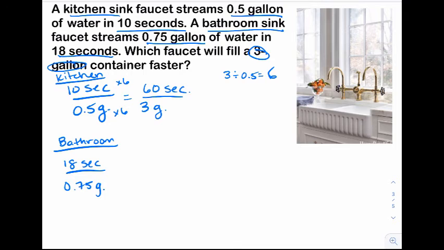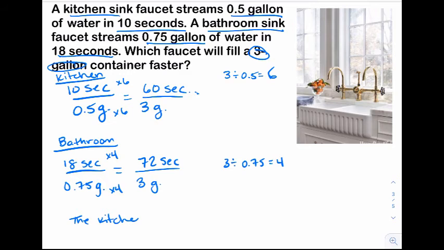Now let's look at the bathroom. I'm going to put my gallons on the bottom because I began putting my gallons on the bottom. Now 3 divided by 0.75 equals 4. So I know I need to multiply 0.75 times 4 to get to 3. I'm going to do the same thing on the top now. 18 times 4 is 72 seconds. So the bathroom sink faucet fills the container in 72 seconds. We can see that the kitchen sink is faster. So let's write: the kitchen sink faucet fills the container faster.